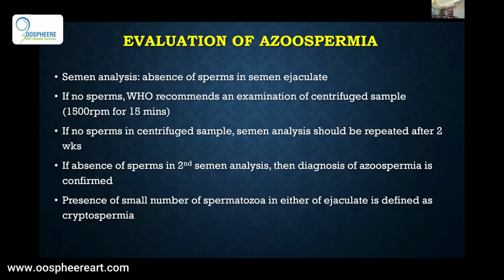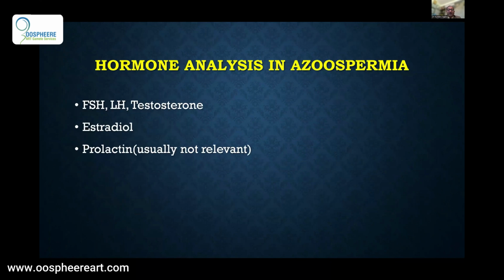Now, how do you evaluate? As we said, there is absence of sperms. If there are no sperms, you centrifuge. Once you centrifuge, take the pellet for examination. If there is no presence of sperm, you can consider it as azoospermia. And if you see small occasional sperms, it is called cryptozoospermia.